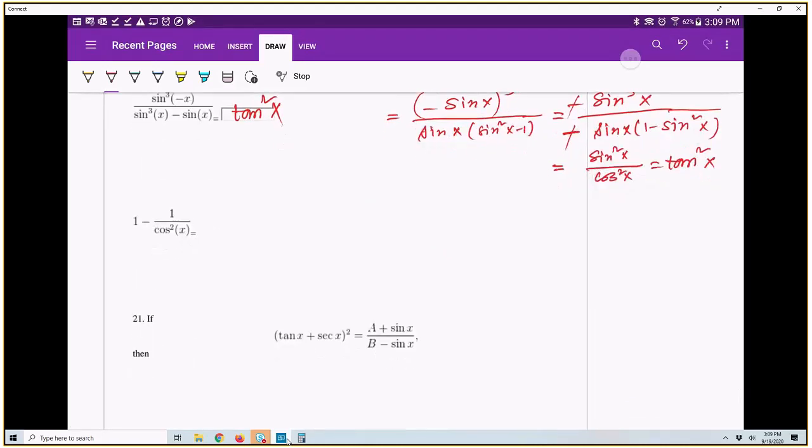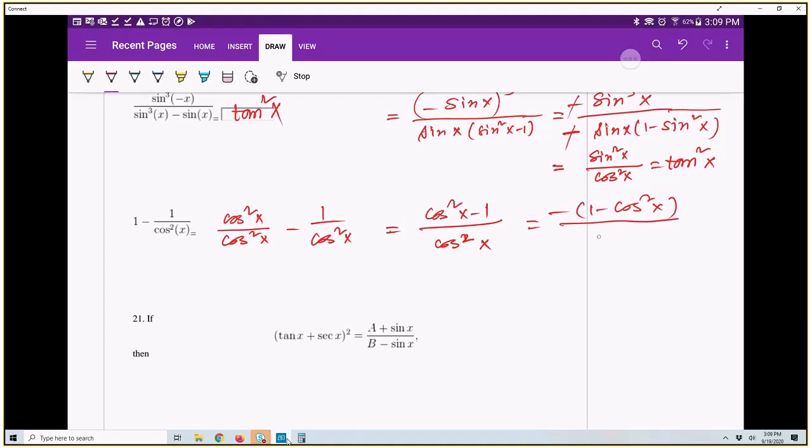1 minus 1 over cosine squared x. So write 1 as cosine squared x over cosine squared x minus 1 over cosine squared x. So that's cosine squared x minus 1 over cosine squared x, which I can write as minus of 1 minus cosine squared x. And I did it because I know 1 minus cosine squared is the Pythagorean identity, and that's sine squared x. So this is minus of sine squared x over cosine squared x, and that's minus of tangent squared x, and that's my answer.